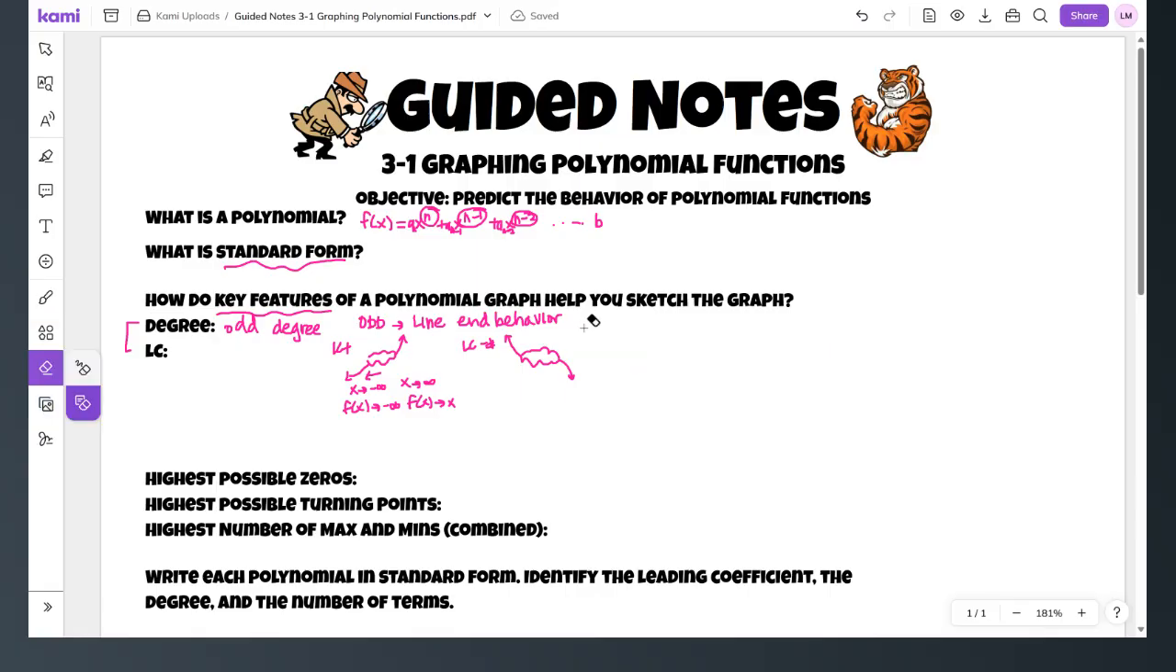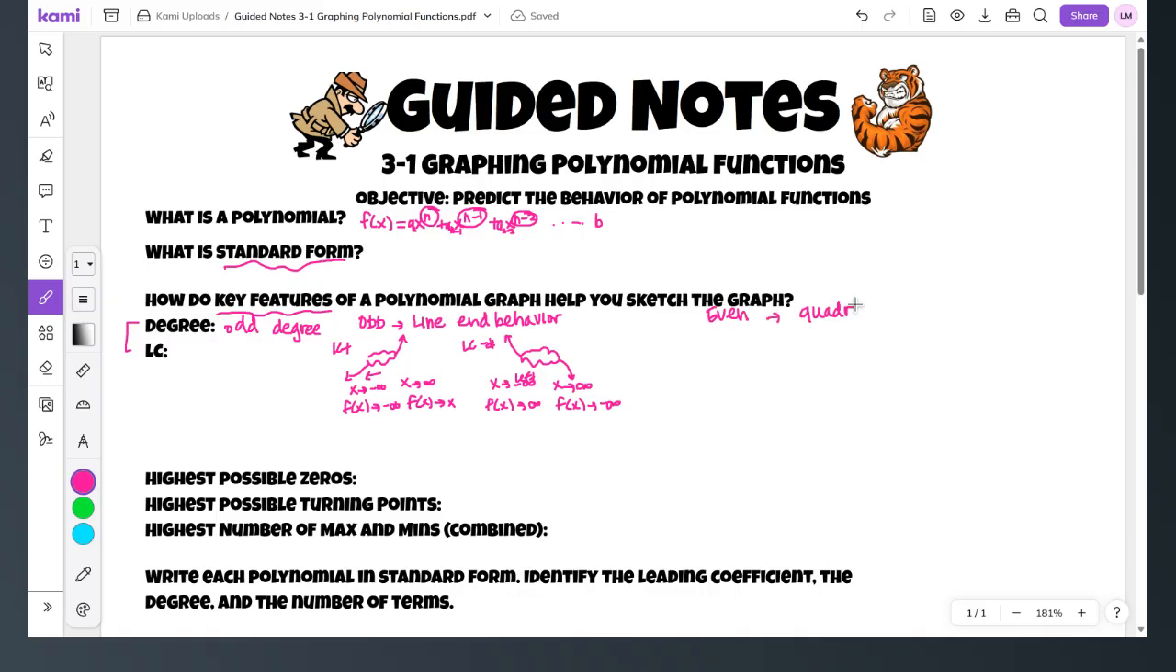So as x goes to negative infinity, so as I move to the left, my graph is going to positive infinity. As I move to the right, my graph is going to negative infinity. So that's the end behavior if the degree is odd, like 5, 7, 9, 11, if the highest power is an odd number. What if the highest power is an even number? It's going to act like a quadratic or a parabola. So in its end behavior, they're either going to be both up or both down for an even degree polynomial.